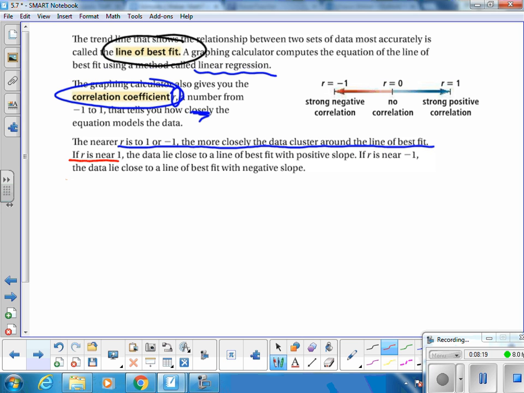If R is near 1, the data lie close to the line of best fit with a positive slope. So it's going to be positive 1. If R is near negative 1, the data lie close to the line of best fit with a negative slope. Okay, so what this is telling us is basically how close the information is to the line of best fit, how close it is.